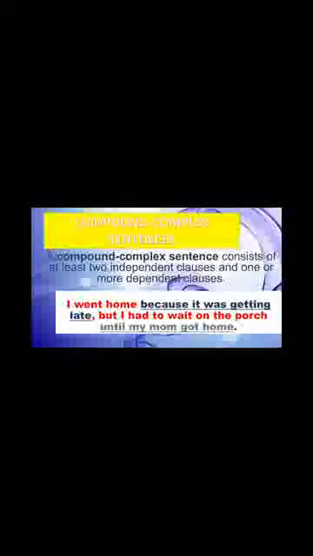Compound complex sentences consist of at least two independent clauses and one or more dependent clauses. Let's look at one example that I have here. I went home because it was getting late, but I had to wait on the porch until my mother got home. Okay, I went home is independent, a main clause, and it can stand on its own.